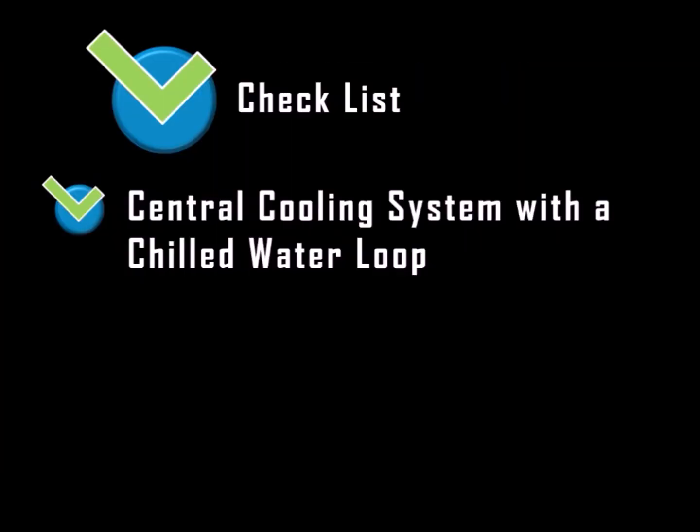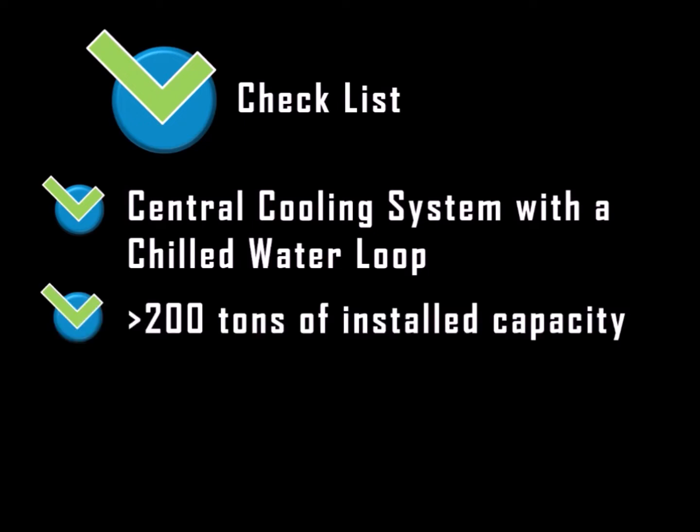So let's go down the checklist for who's appropriate. A facility that has a central cooling system with a chilled water loop. Check that box. A system that has over 200 tons of installed capacity, which translates, I believe, to about 50,000. Well, it depends on the square footage of the facility. For a hospital, it might be 50 or 100,000. For an office building, it might be 200,000 because the office building does not run more than 10 hours a day, and maybe only 5 or 6 days a week.